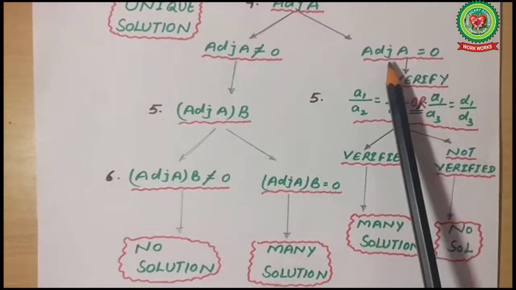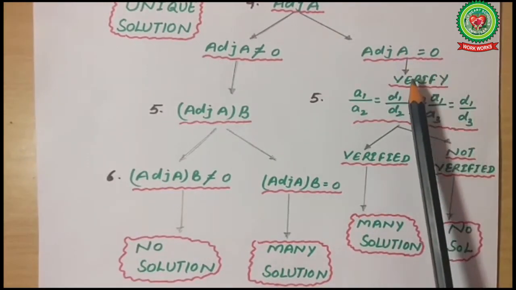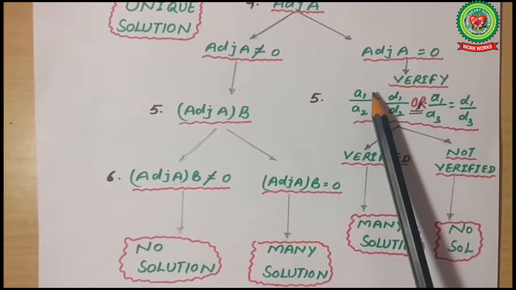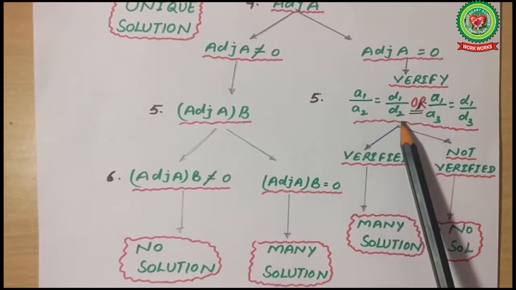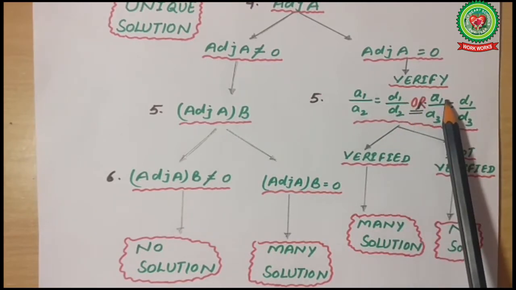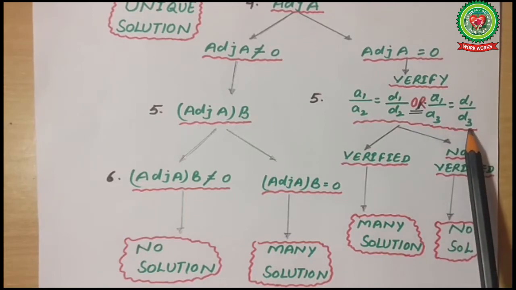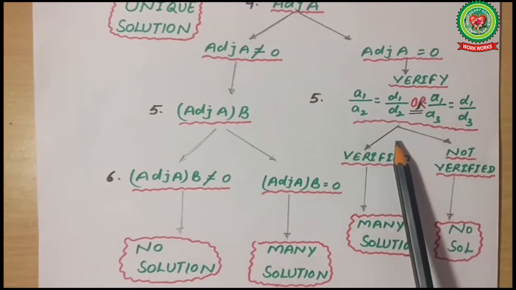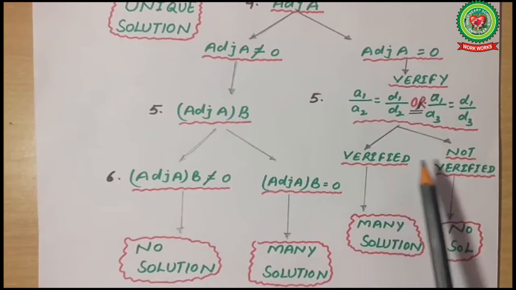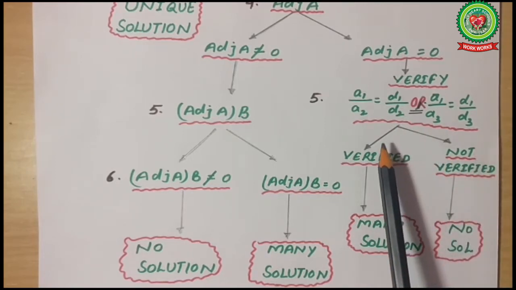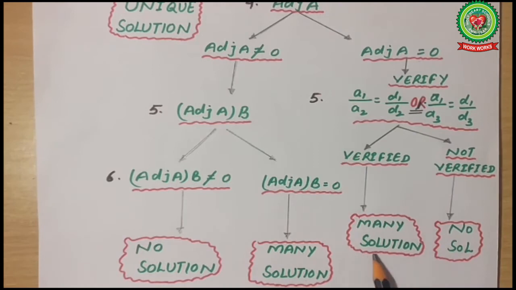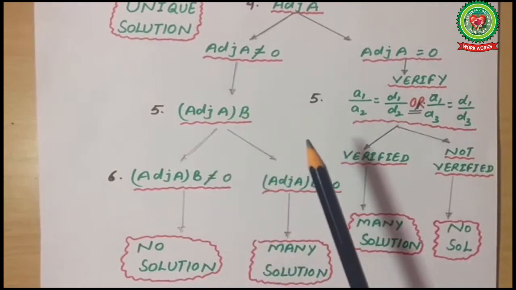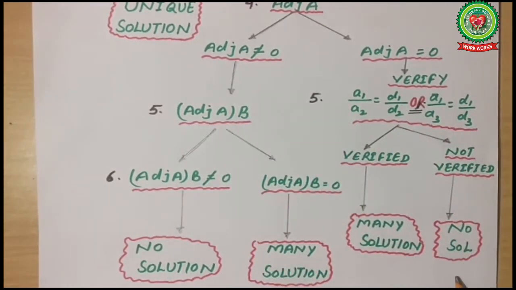For the other case, when adjoint A is equal to 0, you will verify, according to the fifth step, whether A1 upon A2 is equal to D1 upon D2, or A1 upon A3 is equal to D1 upon D3. You will verify these two conditions. Now again two conditions will be there. Either it will be verified, or it will not be verified. If it is verified, then the type of solution is many solutions. But if this is not verified, or only one is verified, then the solution type is no solution.